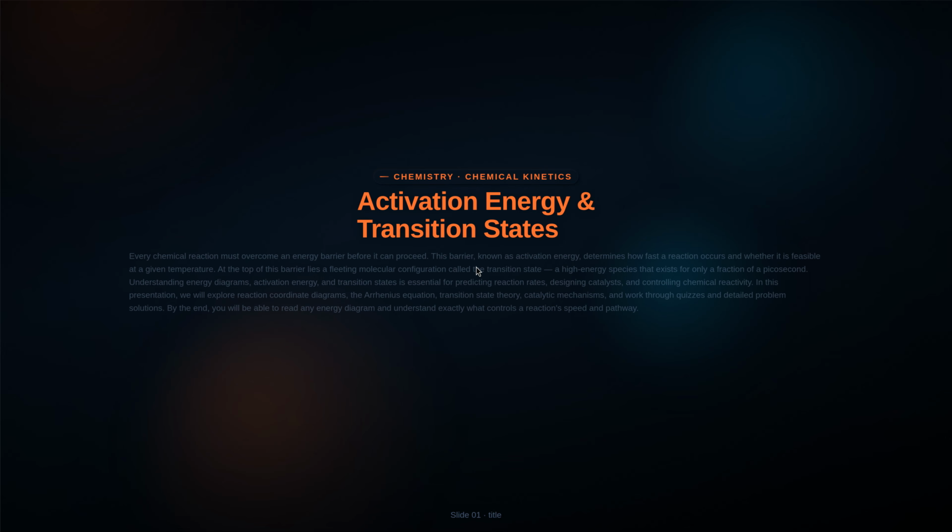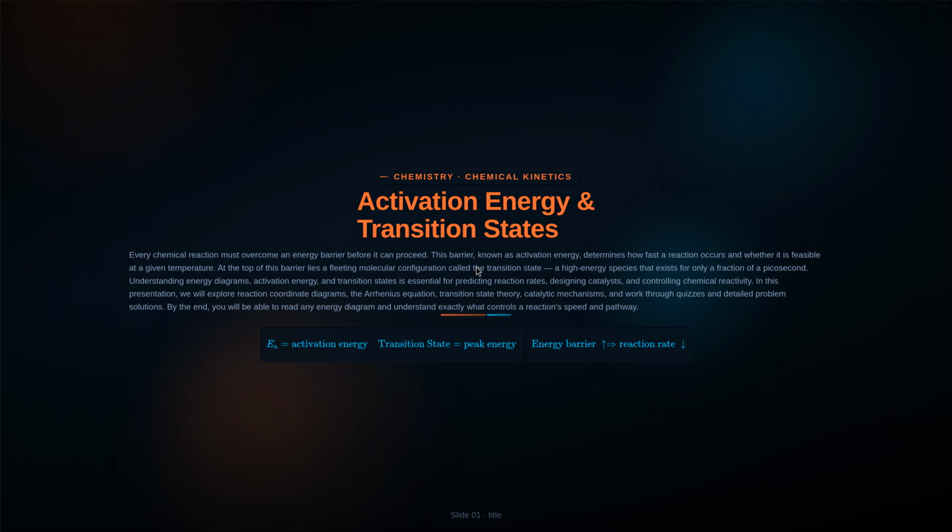Every chemical reaction must overcome an energy barrier before it can proceed. This barrier, known as activation energy, determines how fast a reaction occurs and whether it is feasible at a given temperature. At the top of this barrier lies a fleeting molecular configuration called the transition state, a high-energy species that exists for only a fraction of a picosecond.